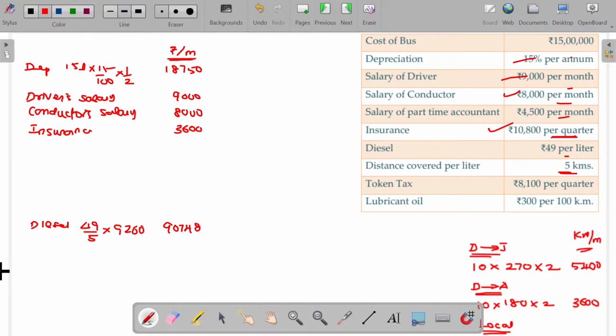Token tax, like permit to stay your vehicle inside the bus stand and all, will be called token tax. 8,100 per quarter, so per month it should be 2,700. Lubricant oil: 300 per 100 kilometers, otherwise 3 rupees per kilometer. Number of kilometers driven 9,260, so the final value being 27,780.